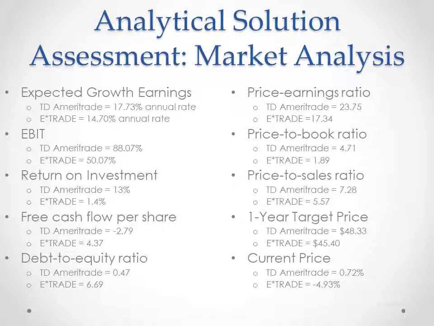One of TD Ameritrade's major competitors is E-Trade. These are the two most active stocks in investment brokerage. Ameritrade is expected to grow earnings at a 17.73% annual rate over the next 5 years in comparison to E-Trade at 14.7%. The growth of a company is irrelevant if profitability is low. Ameritrade is more profitable than E-Trade with an EBITDA margin of 88.07% versus 50.07% for E-Trade. The return on investment is 13% for Ameritrade and 1.4% for E-Trade.